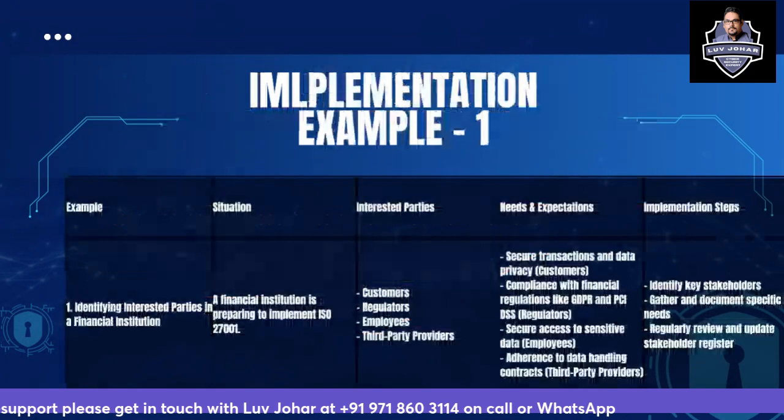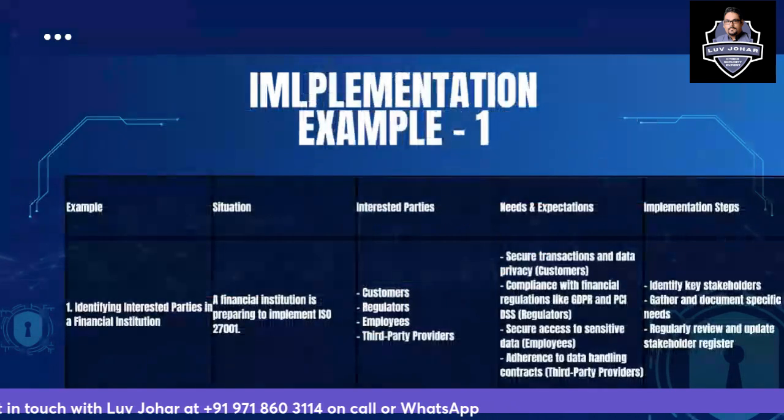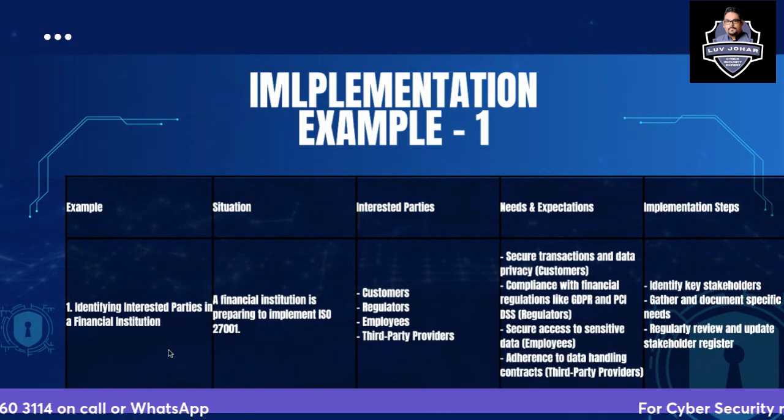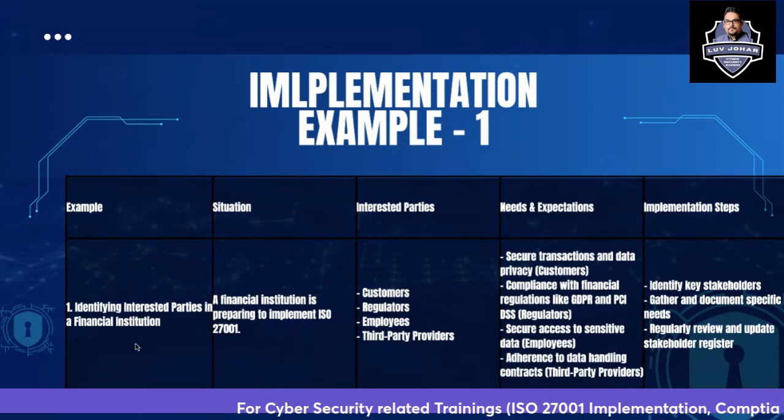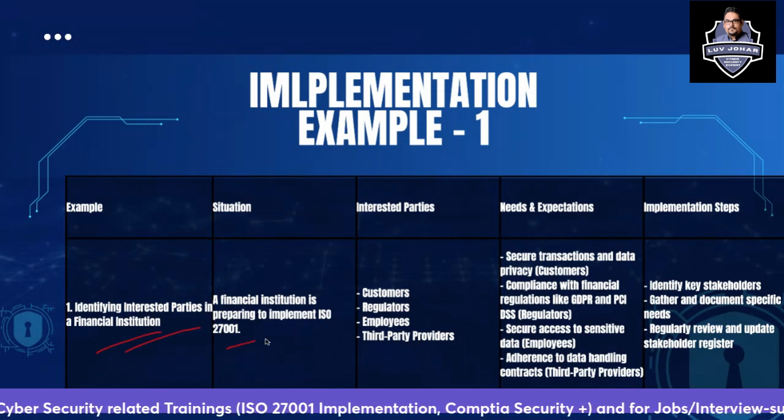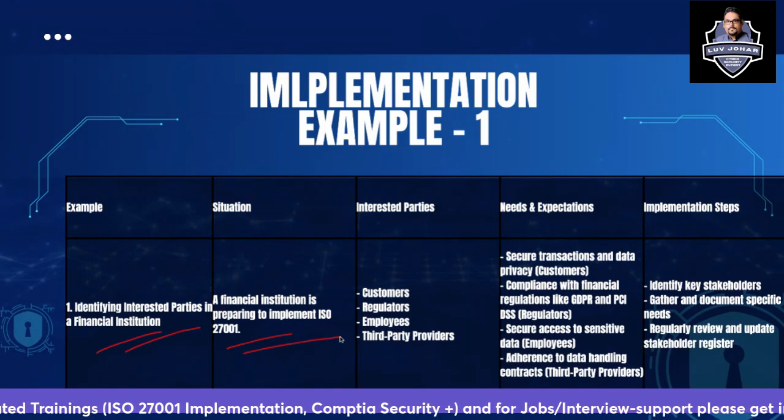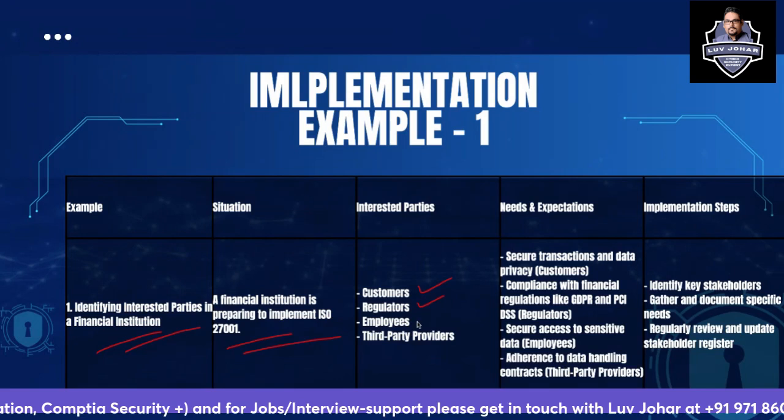Now let us see case study how to implement this clause 4.2, how to find out the needs and expectations of interested parties, how to identify the interested parties, along with the implementation steps as well. So first example that we are taking here is a financial institution. Okay, a financial institution is trying to implement ISO 27001. As a financial institution, we have interested parties as customers, regulators, employees, and third party providers.